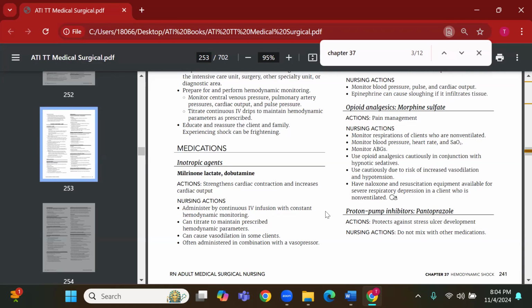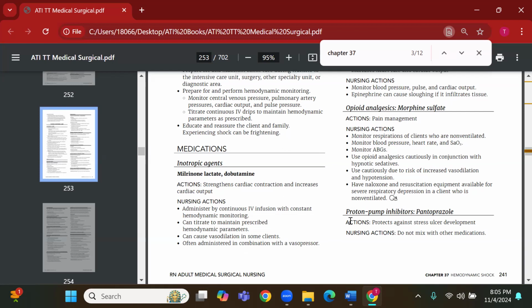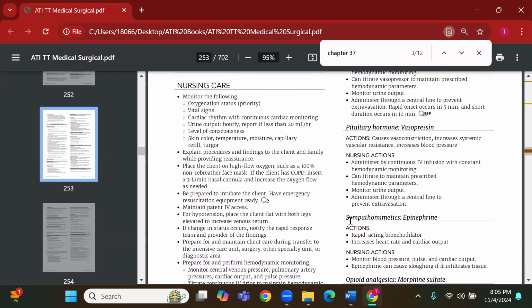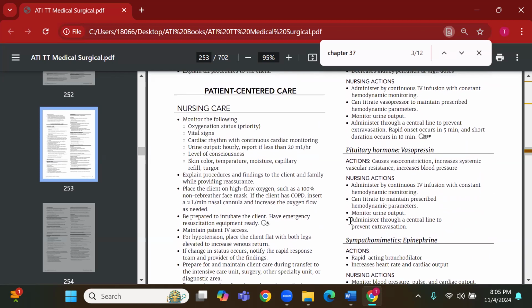But what we can do is we can give what's called an inotropic drug to help the heart contract, which helps increase cardiac output. Because remember, the heart is beating, it may be beating fast, but it's not putting out as much blood as it should. But the ones I'm going to focus on are the ones that they gave you.